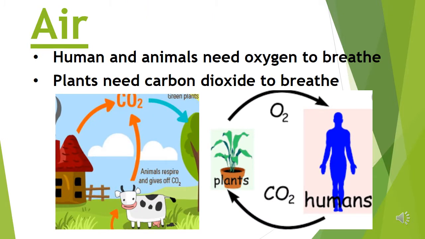The third thing is air. Humans and animals need oxygen to breathe. Plants need carbon dioxide to breathe.